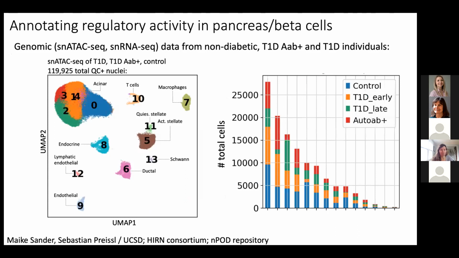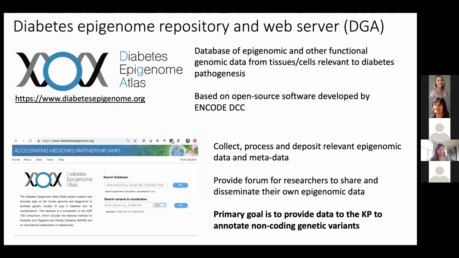And we have similar data ourselves in our group from the HIRN consortium, so many consortiums, and from the nPOD repository, where we've also been profiling non-diabetic, T1D, as well as autoantibody positive individuals who didn't have type 1 diabetes, but as Suna mentioned, many of these will go on to develop type 1 diabetes, and understand how these regulatory programs change. So finally, passing all this information on to the type 1 diabetes knowledge portal is, of course, a major challenge.